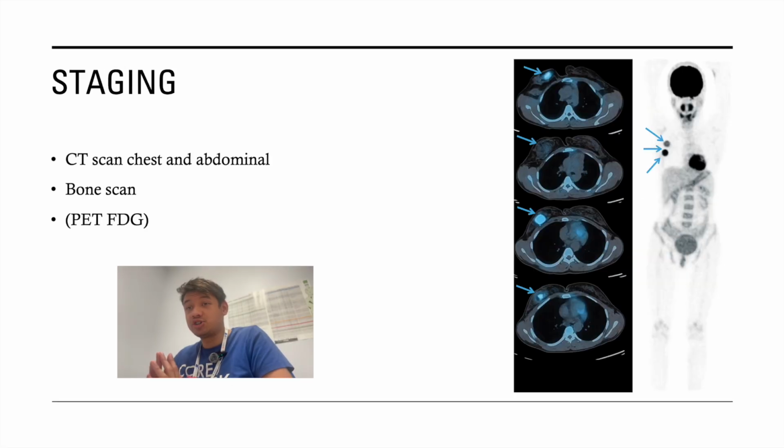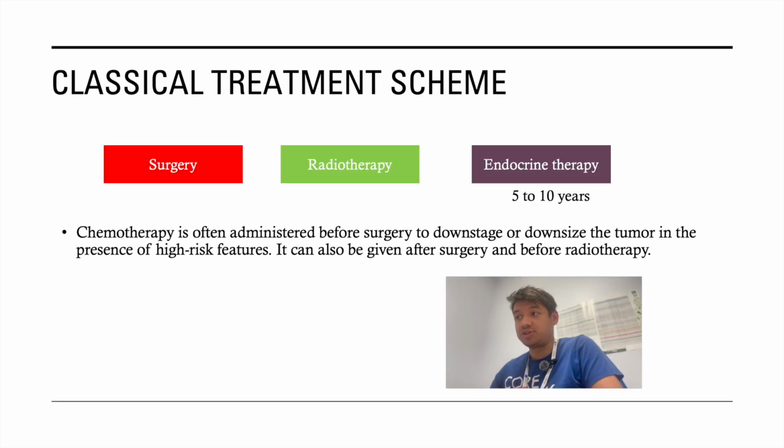Once we know it's a breast cancer, we need to check the rest of the body to make sure there are no distant lesions. That's why we perform a staging workup, which currently includes a chest and abdominal CT scan and a bone scan. Sometimes a PET-CT with FDG can also be used depending on the clinical context.